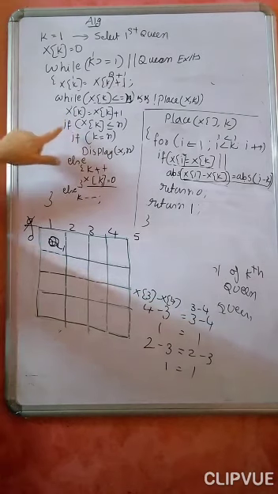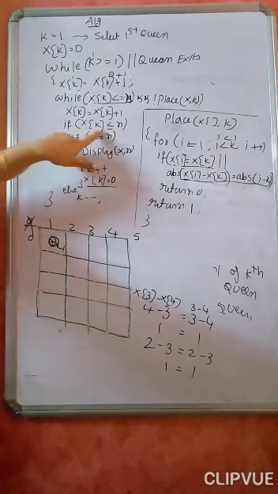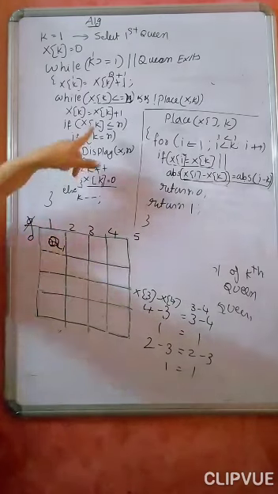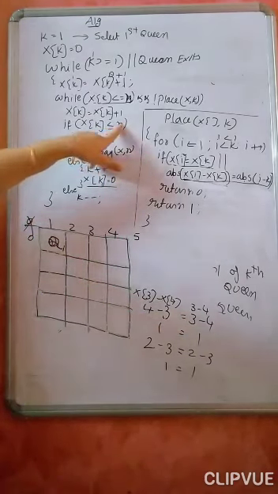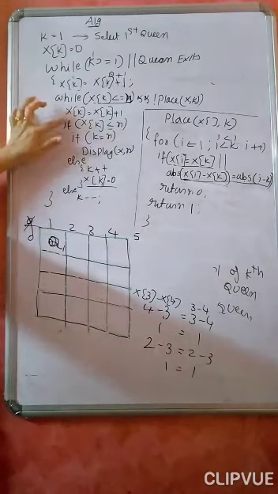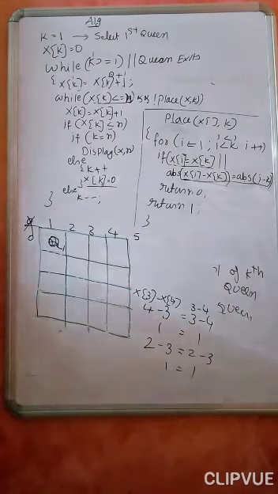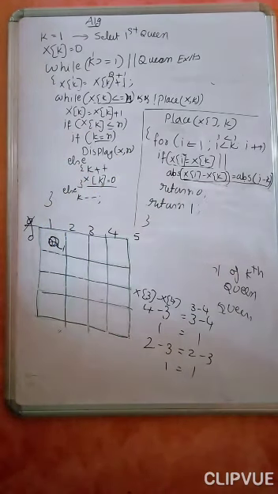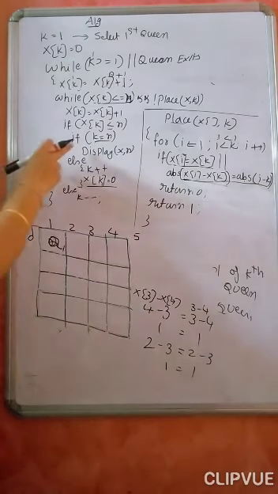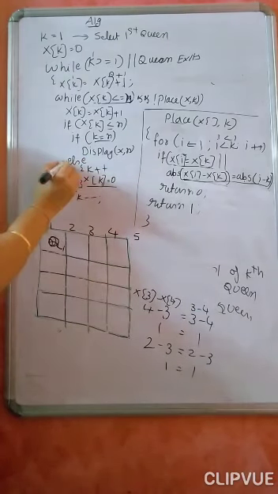In the if condition, x of k, what is x of 1? 1, because I am placing it in the first column. Is it less than or equal to n? Yes. Then I'll come to this one. Is k equal to n? What is this k equal to n? I am checking whether it is the last queen. No, it is not the last queen. I'll come to the else part.